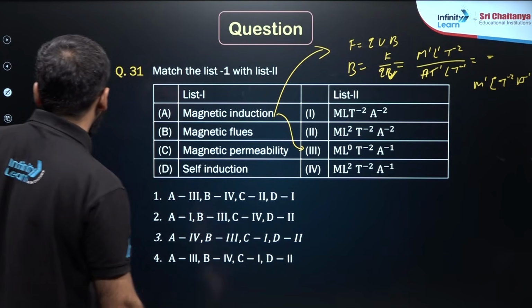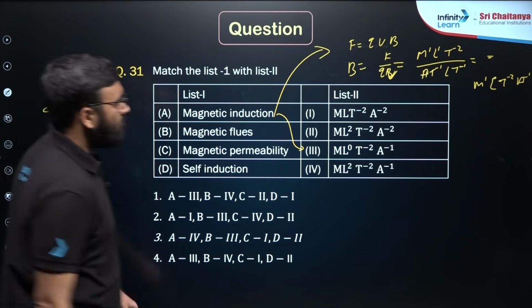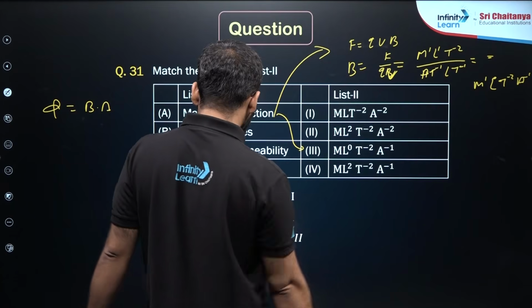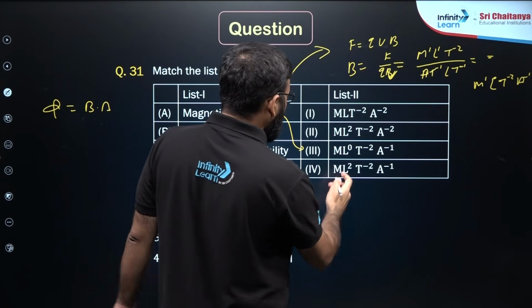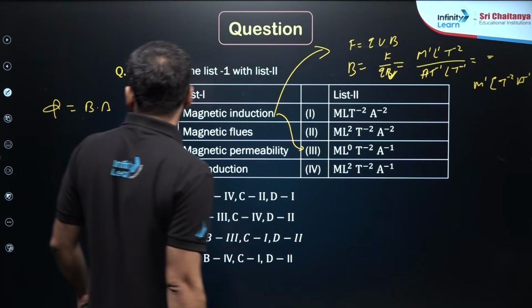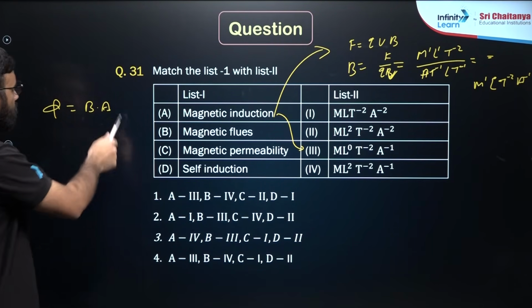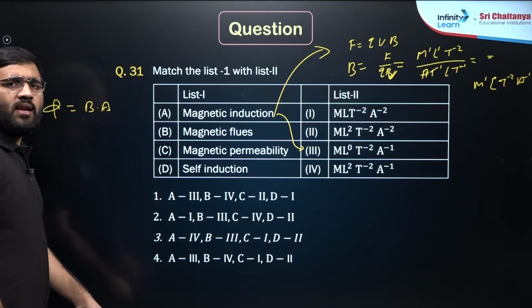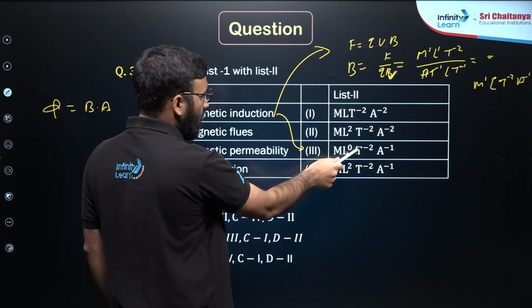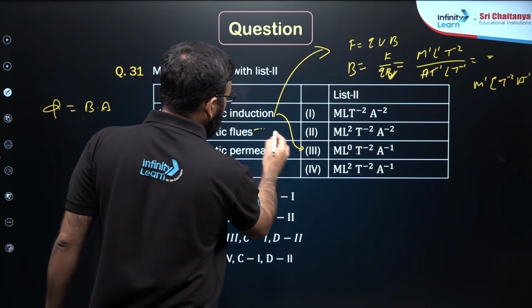Similarly, magnetic flux phi equals B dot A. So you can multiply this dimension with the dimension of A. B is the magnetic induction and A is the area. The dimension of area is meter square, so L2. Multiplying with L2, we get M L2 T minus 2 A minus 1. So which one? The second one matches with 4.